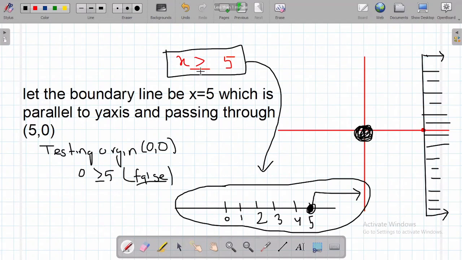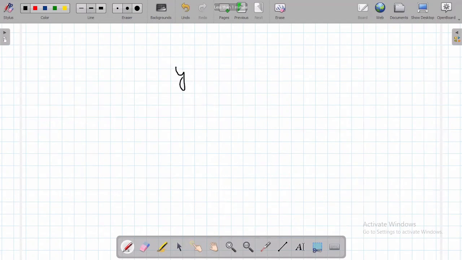So let's have a last question, all of you: y is less than or equal to minus 2. So how to start this question? y is less than or equal to minus 2.